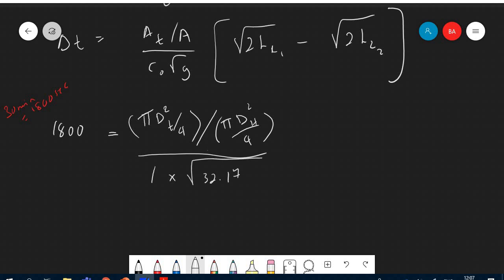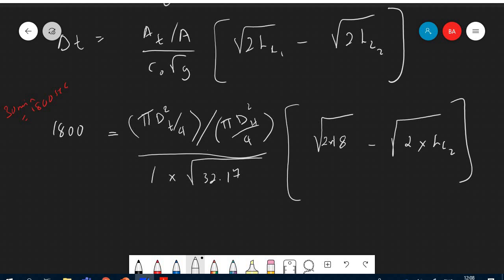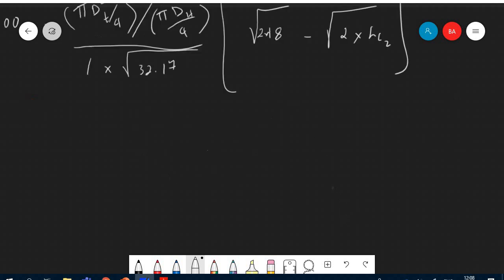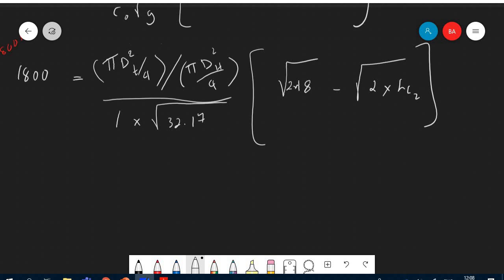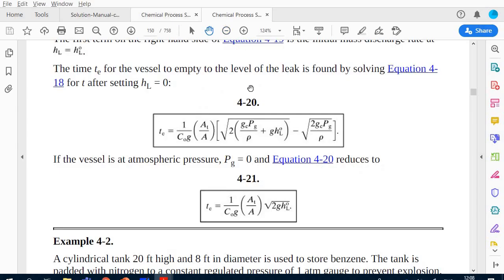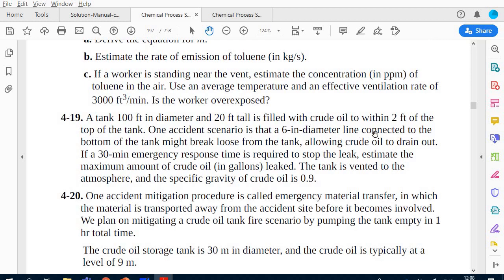So let's substitute pi d square divided by 4 for the area of the tank, divided by pi d of the hole, square divided by 4, divided by C naught. In this case, because I want to calculate the maximum flow, I just want to see how much I'm going to lose. So C naught is kept as 1, into square root of G. I'm dealing all with feet, so it's 32.17 in this case, into 2 square root of HL1.